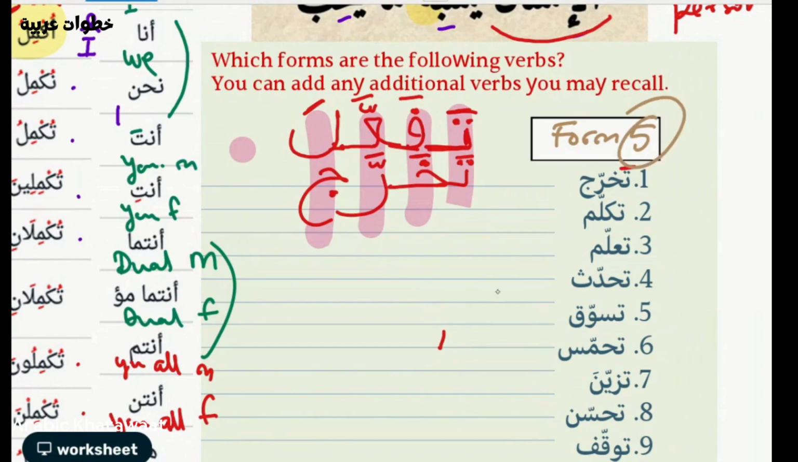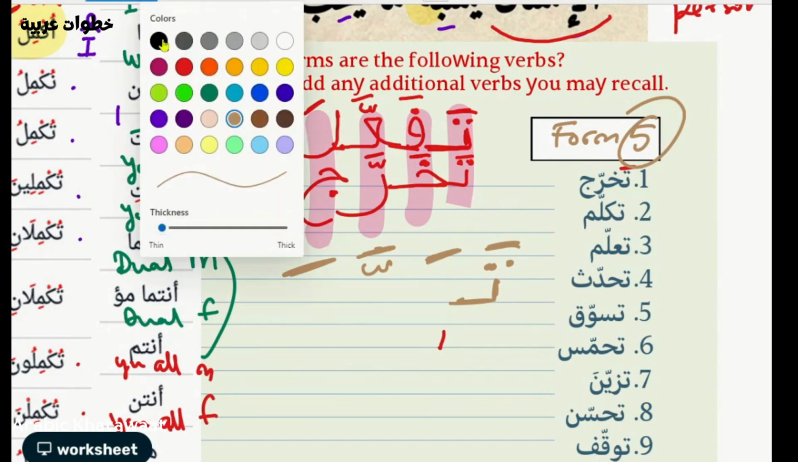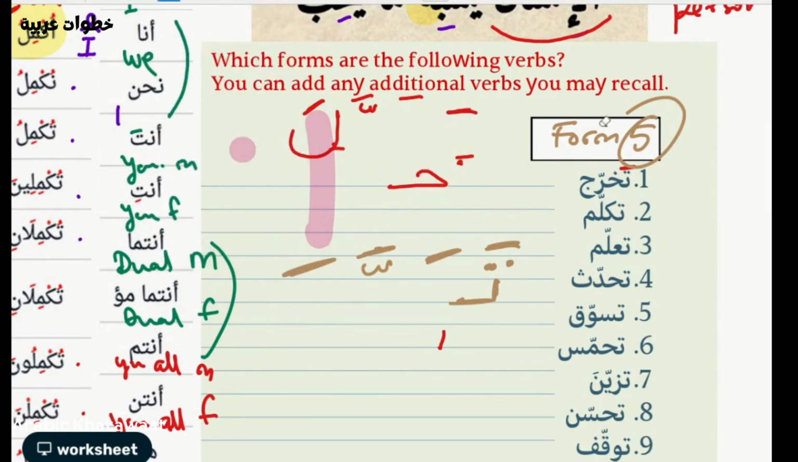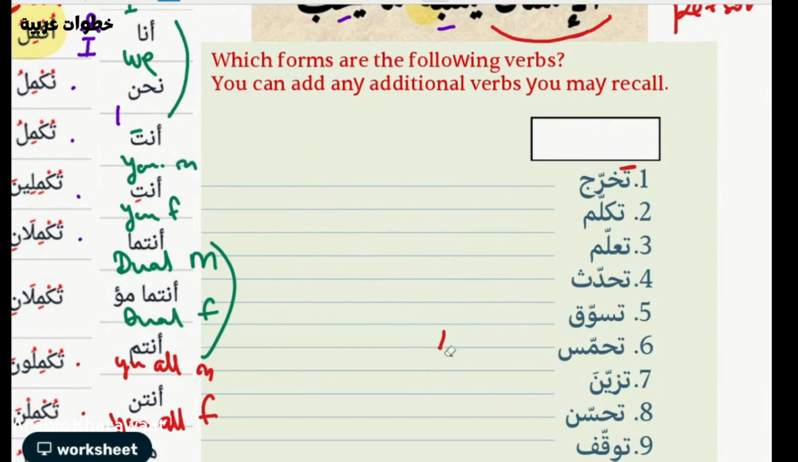And I understood that form 5 must have a ta at the beginning, and I have to have fatha, I have to have shadda with fatha, and I have to have another fatha. So takharraja, graduate. Takallama, speak. Ta'allama, learn. Tahaddatha. So I want to also review their meaning. And I will just rewrite everything here. That way I keep it cleaner. You can doodle on just a draft, and then you can keep your other notes clear.